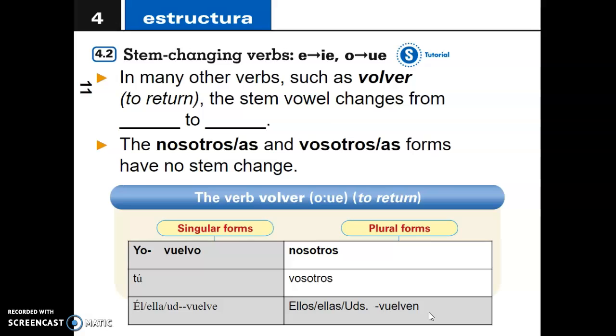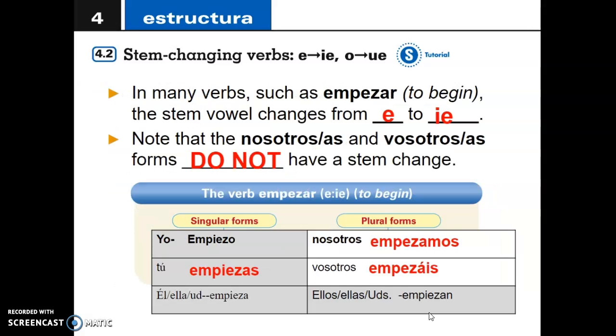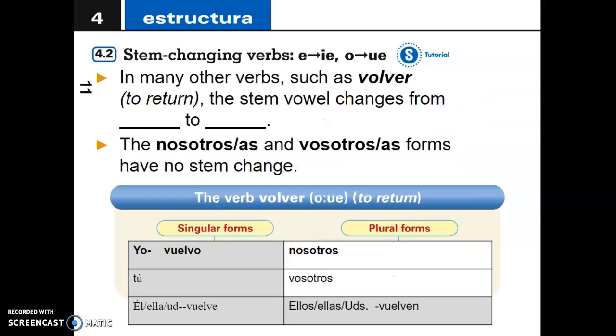In other verbs, so what we just saw on the last slide, we have E to IE, and those are specific. This is something you're just going to have to memorize. Is this an E to IE stem changer or not? In other verbs, such as volver, which means to return, the stem vowel changes from O to UE. Again, you're just going to have to memorize this. Oh, volver, yep, that's O to UE. Same thing. The nosotros and the vosotros forms do not have a stem change.